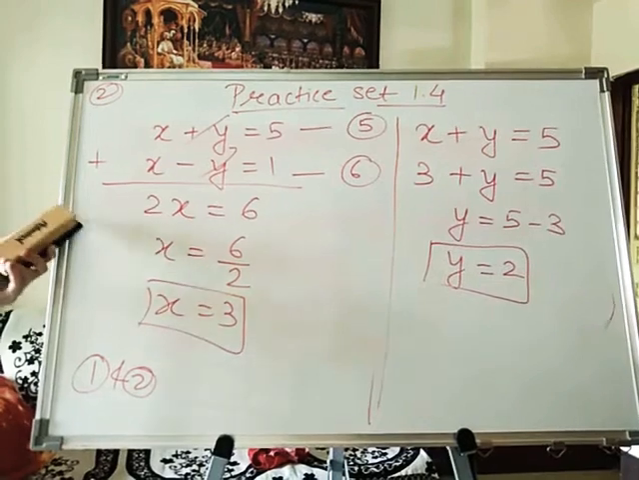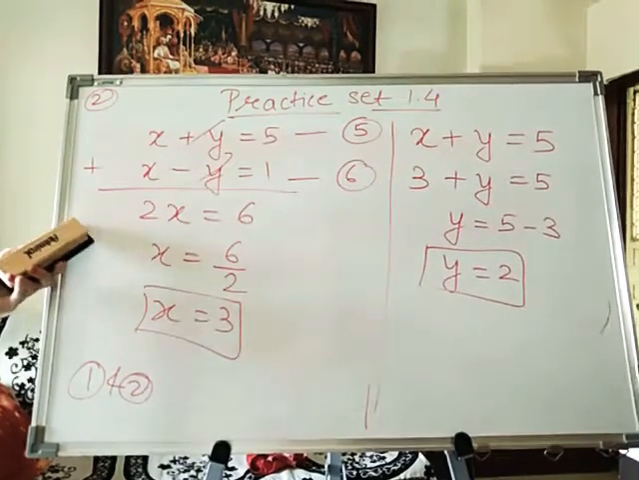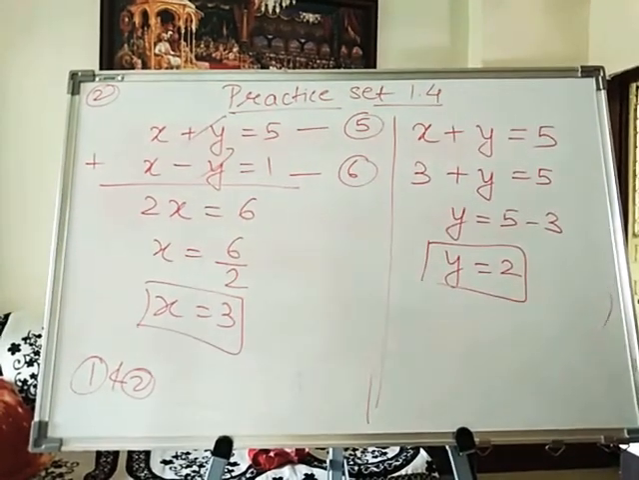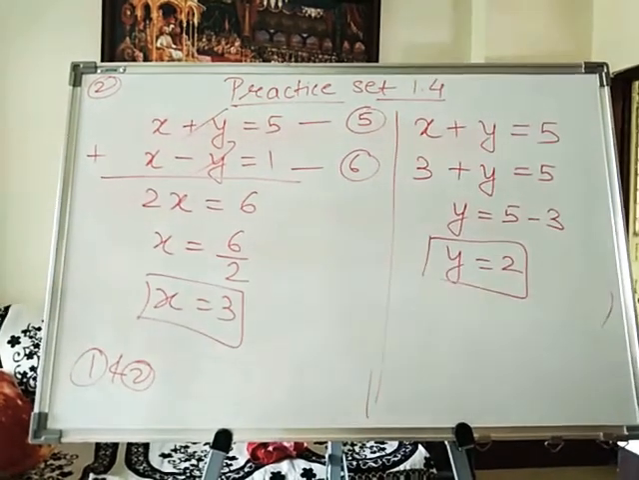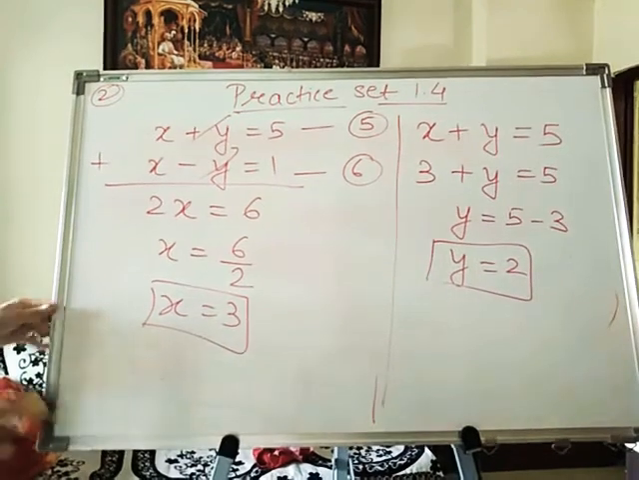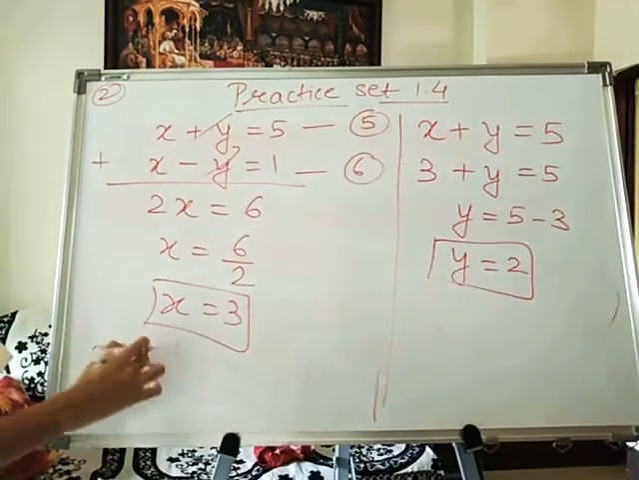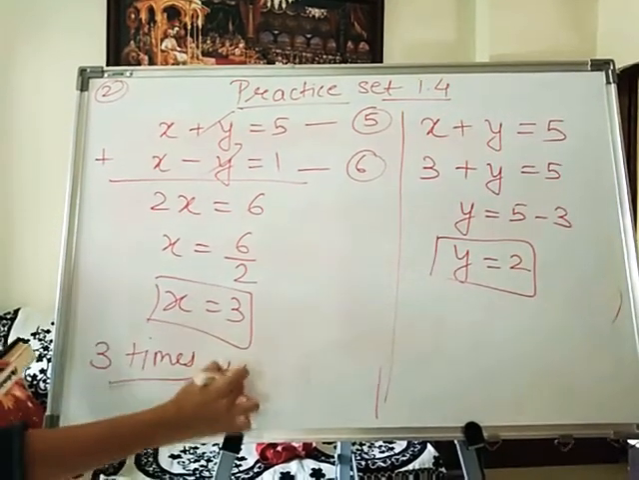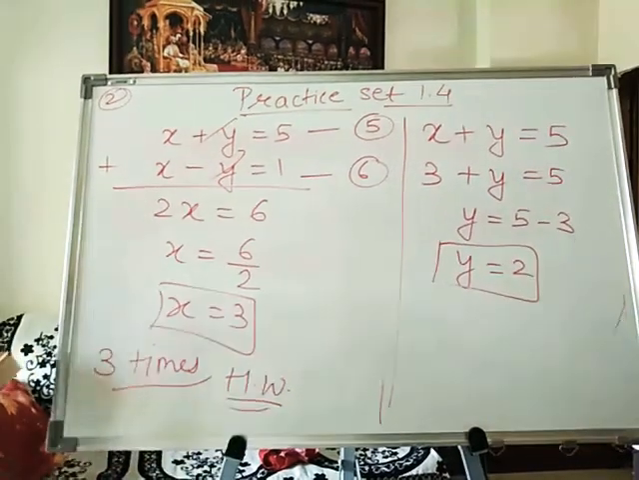In this way, you are going to solve this second sum by substituting 1 upon x plus y as capital X and 1 upon x minus y as capital Y. This sum you are going to solve 3 times in your notebook. This is your homework. The same sum for 3 times.